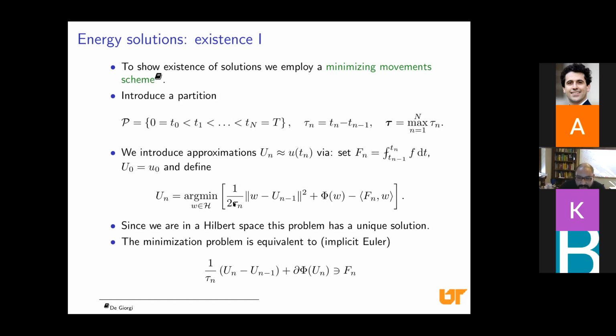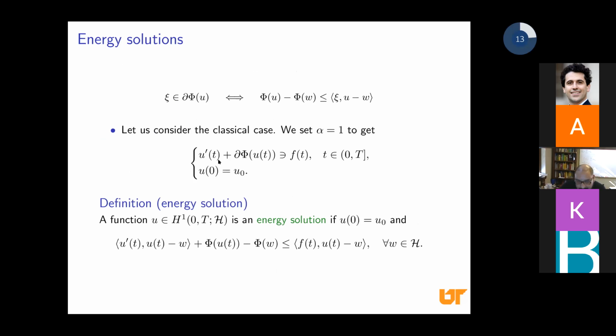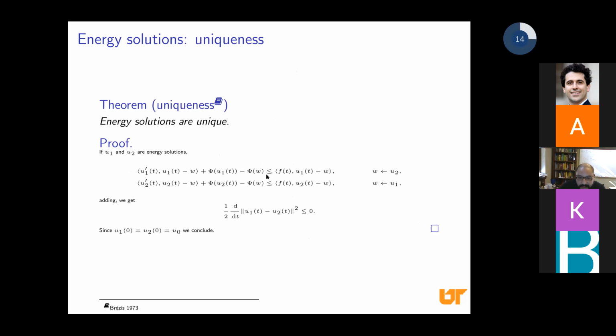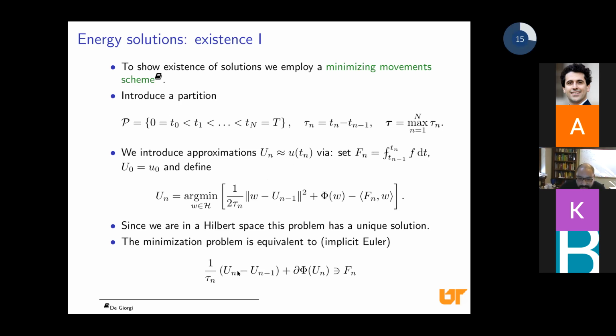And if you write the Euler-Lagrange equations for this minimization problem, that is actually equivalent to an implicit Euler discretization of this differential inclusion here. Right? Implicit Euler in the sense that I'm looking at a backward time difference in here, or that I'm being implicit in this term over here. So we know how to construct these capital U's, the discrete approximations.